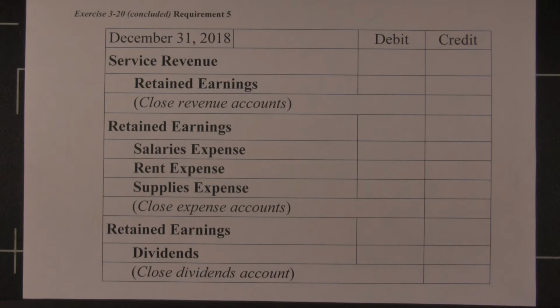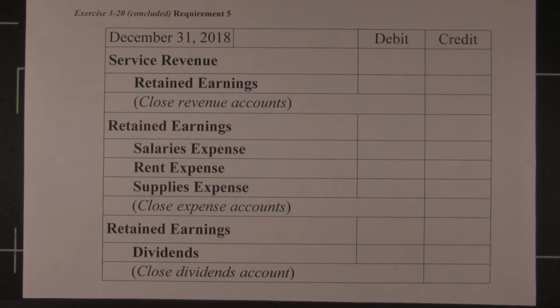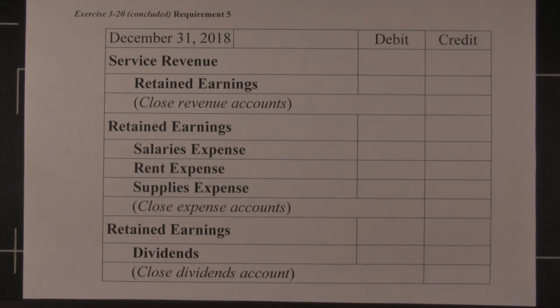Okay, the fifth and final part of problem exercise 320, which I'm sure you're starting to think of as the exercise from hell, is closing the temporary accounts. Well, I need you to refer back to the income statement. We have the revenue accounts, we have the expense accounts. We need to close those.